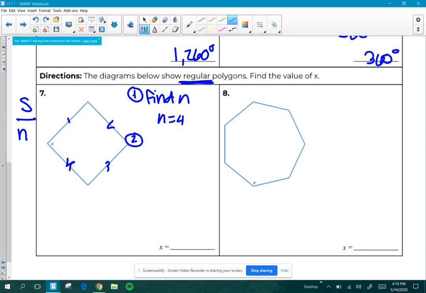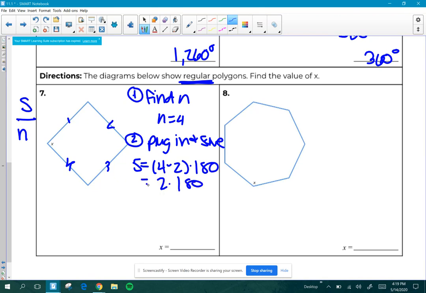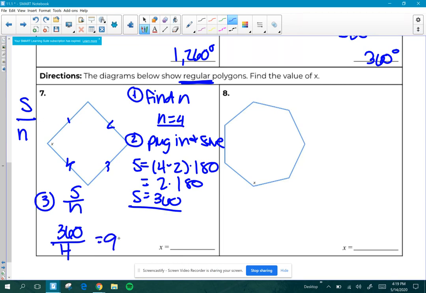My second step is still plug in and solve. So that would give me s equals 4 minus 2 times 180. We just did this one. 2 times 180, which equals 360. Now my third step is to divide. We're doing s over n. So I know that my s is 360. So I'm doing 360 over my n, which is 4. 360 divided by 4 is 90. So x is 90 degrees.